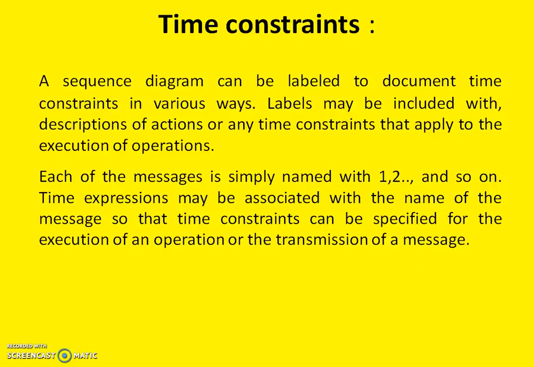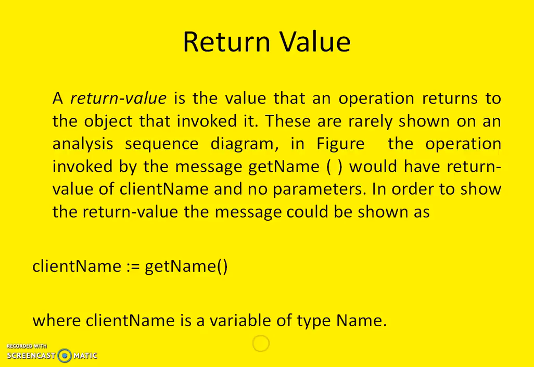Now we can add timing constraints also to the sequence diagram. A sequence diagram can be labeled to document time constraints in various ways. So labels can be added and time constraints can be shown for the execution of an operation or the transmission of a message. A return value is a value that an operation returns to the object that invoked it. These are rarely shown on an analysis sequence diagram.